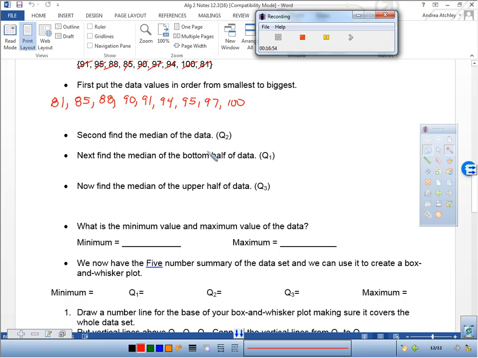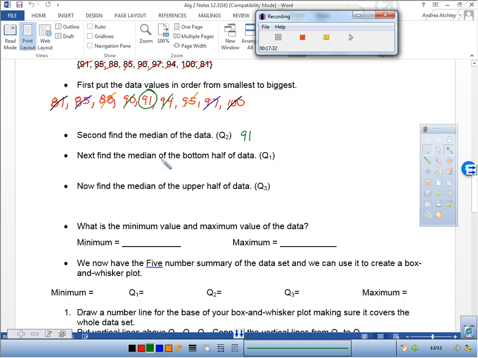So now we're going to find the median of the data. The quartile 2 is just the median, the middle. So you're going to do the 81 goes away, the 100 goes away. The 85 goes away. Then the 97 goes away. The 88 goes away. Oh goodness, change colors. 88, 95, then 90 and 94. So 91 is the median of the data, this is quartile 2.